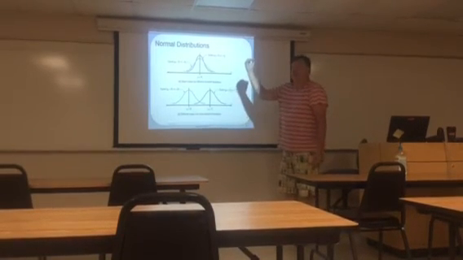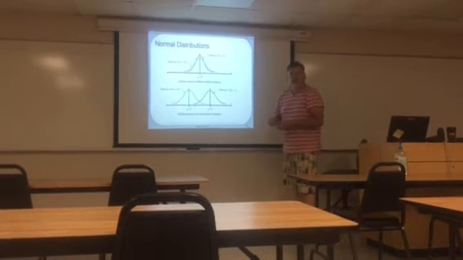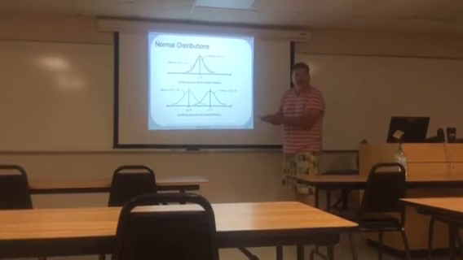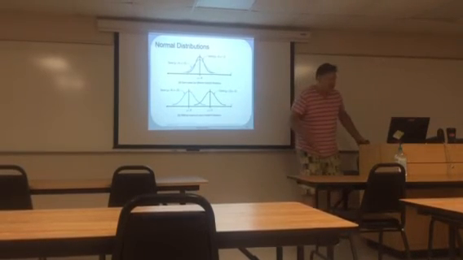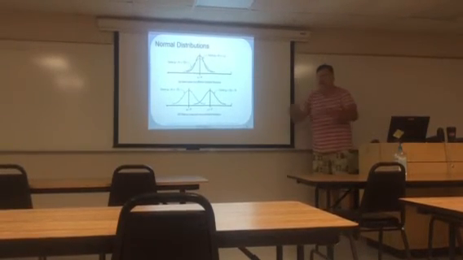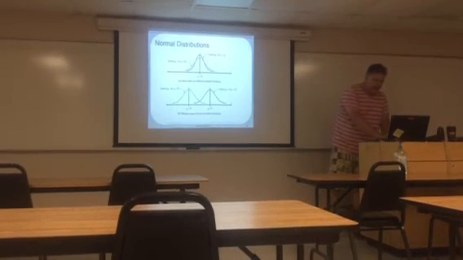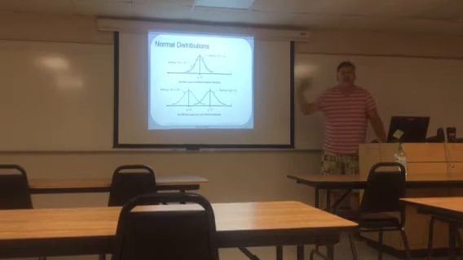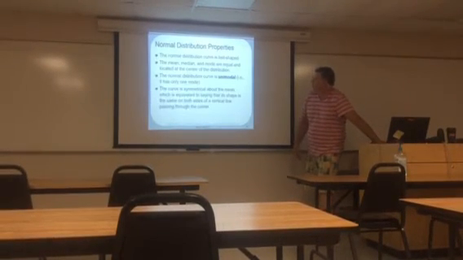As the shape gets long and skinny, we call that leptokurtosis, and as it gets short and fat, we call that platykurtosis. I don't think I'm going to have any questions on kurtosis. There's a big long formula for that, so I'm not going to worry about that in this class. If you decide to take further statistics classes, you'll run into kurtosis.